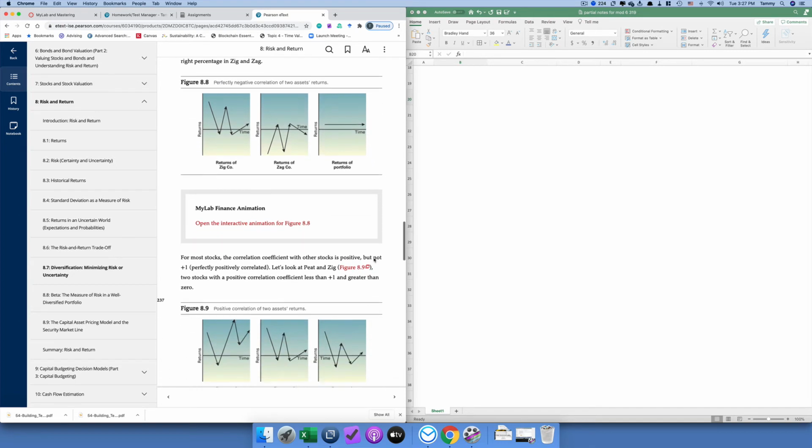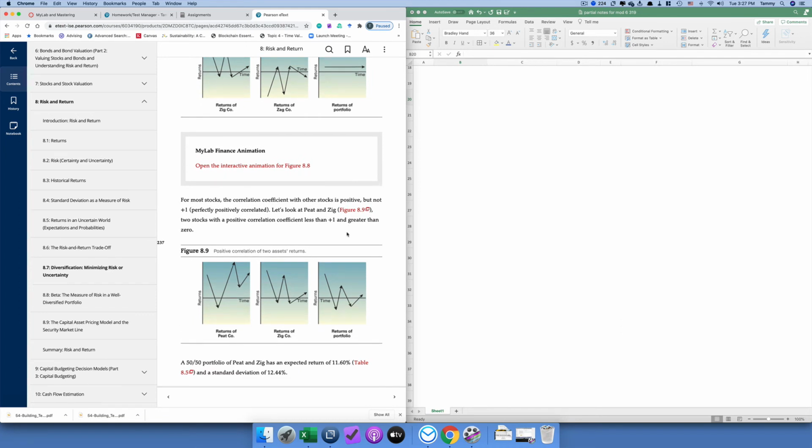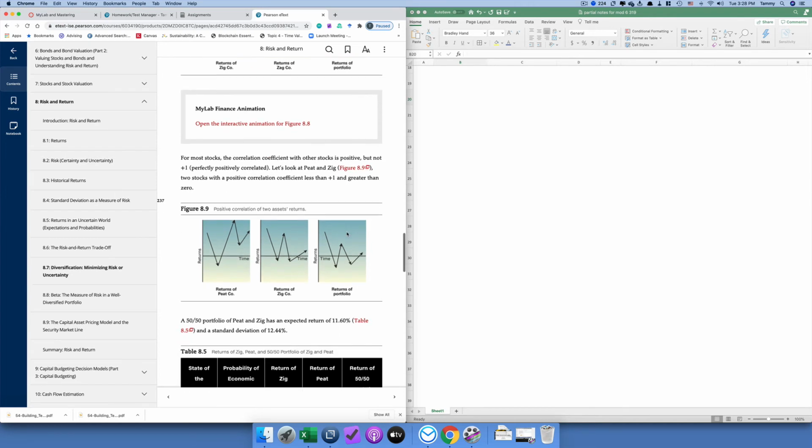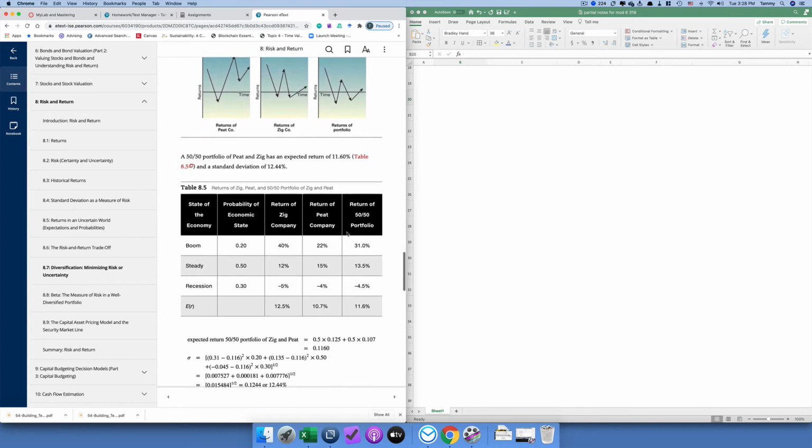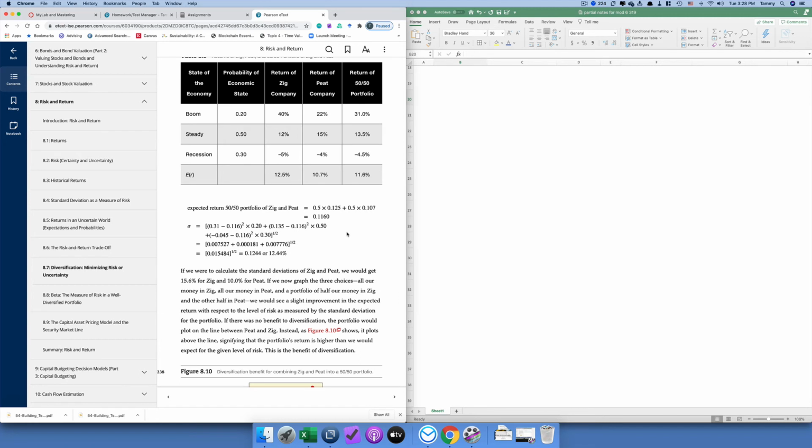Now, for most stocks, they do move together. Most stocks are going to do better in good times and worse in bad times. But they're never going to be perfectly positively correlated, and rarely going to be perfectly negatively correlated. So the idea is that if you get stocks that are as diverse as possible in terms of their response to economic conditions, then you can go ahead and reduce the standard deviation of your portfolio down fairly low.